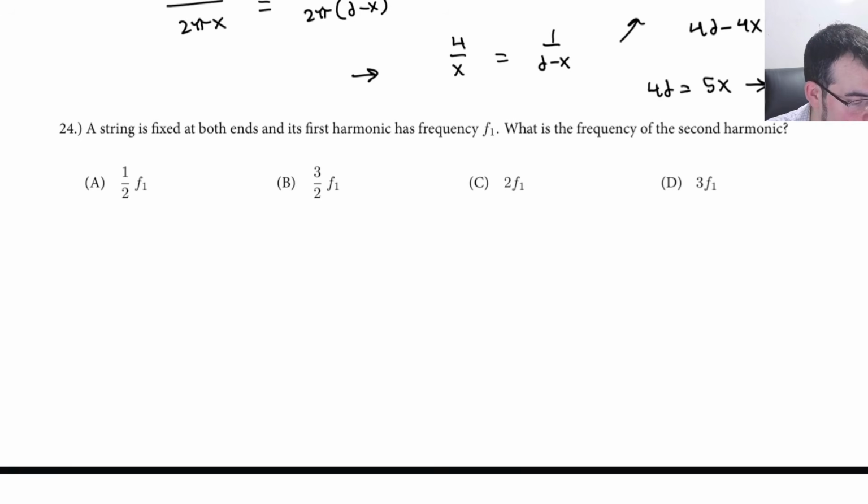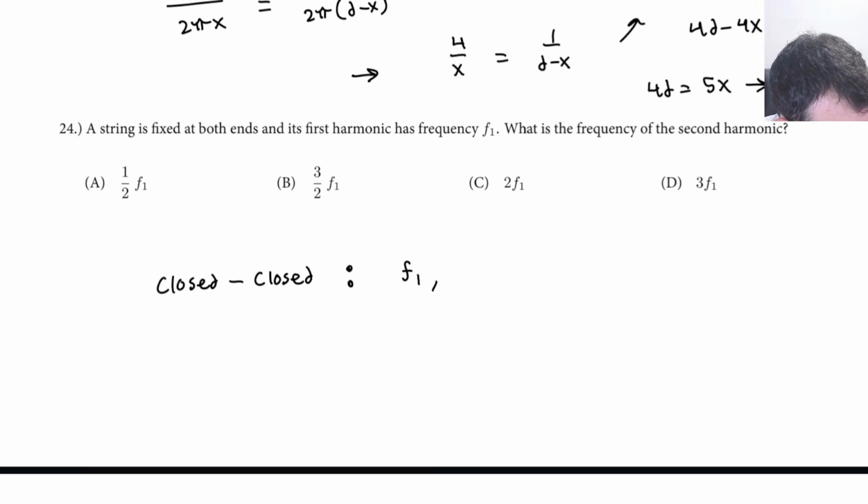A string fixed at both ends has its first harmonic at F1. What's the second harmonic? So this is something you just need to know. This is on our fact sheet. You could draw out the standing waves, but if you can do that, just memorize this. What do we know? This is fixed at both ends, so this is closed, closed. If you have closed, closed, the allowed frequencies are F1, 2F1, 3F1, and so on. So that's going to be C.